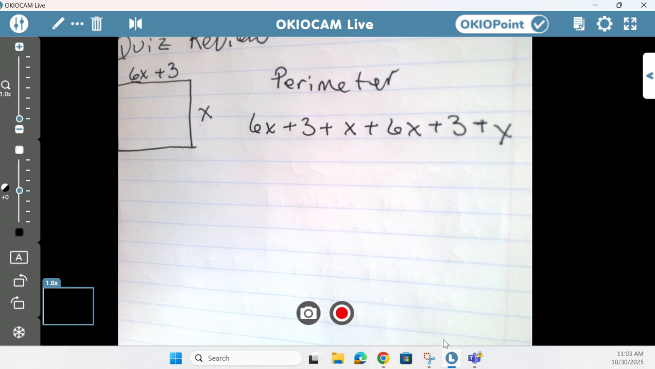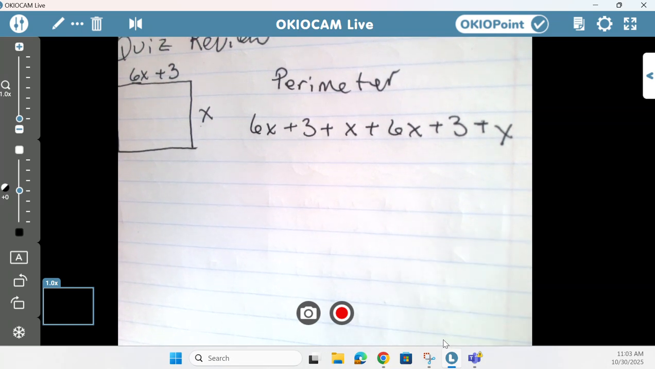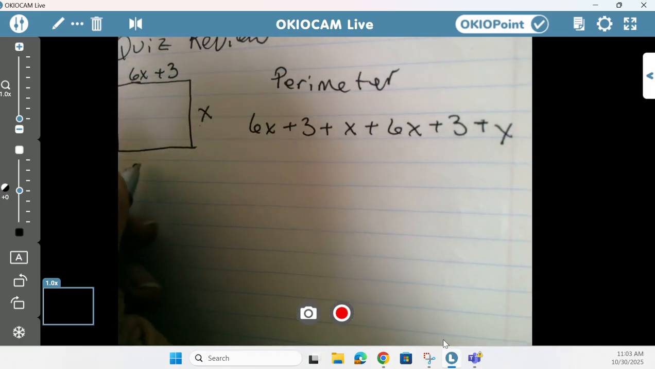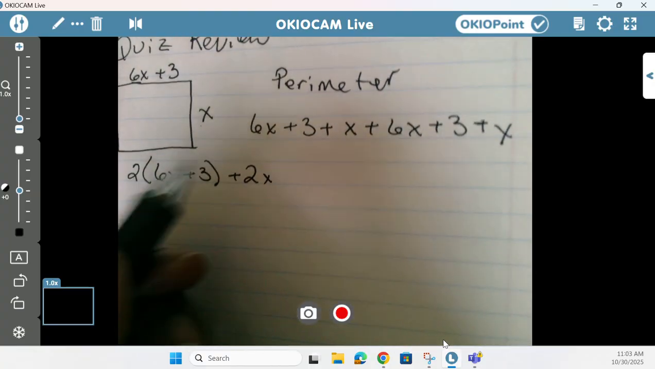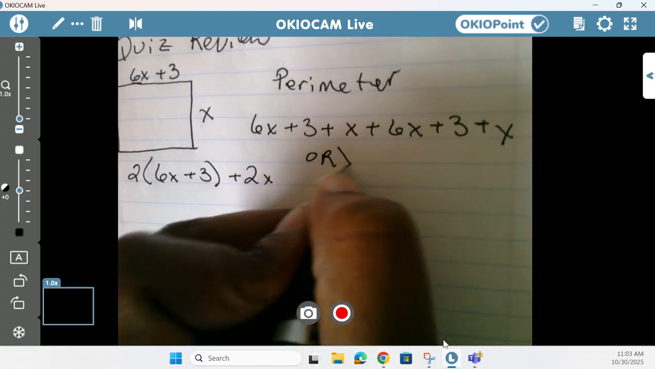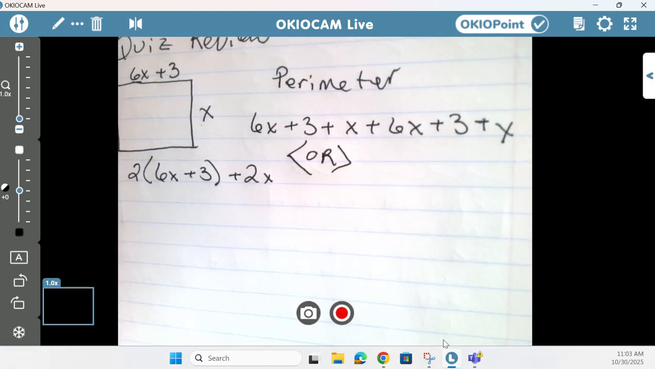Y'all understand it's 4 sides. Another way you can write it, I mean, it's up to you, but you could take 2 times the 6x plus 3 plus 2 times the x. Either one of these will give you the same values. Just depends on how you want to write it.